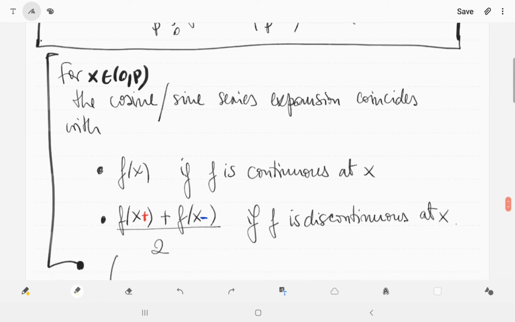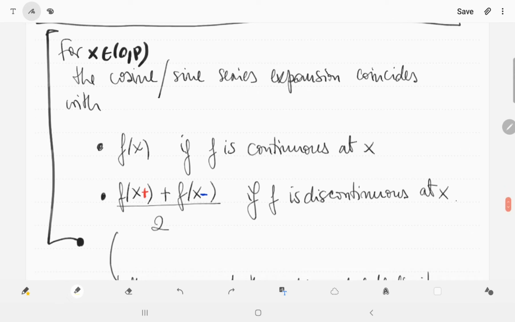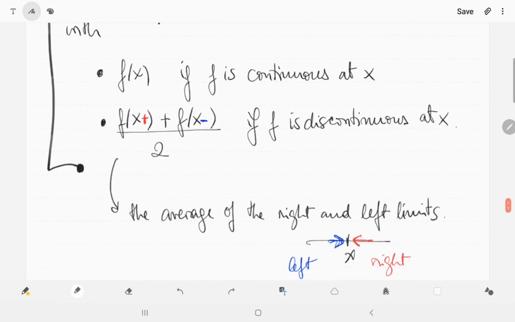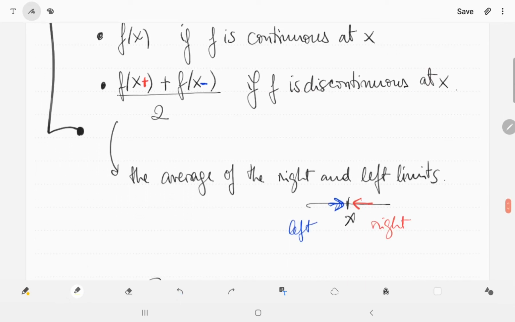Okay, so for x in the interval (0, p), the cosine or sine series expansion coincides with f(x) when f is continuous at x, and with this average, which we can also think of as the jump in the graph, when f is discontinuous at x. Remember the notation: that was the average of the right and left limits, and the limits are when we approach x from below and when we approach x from above.